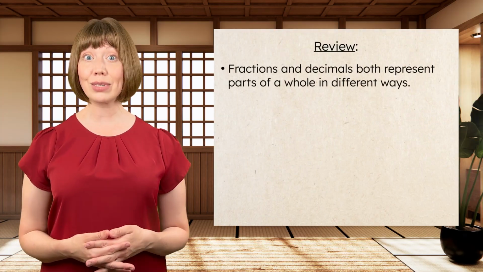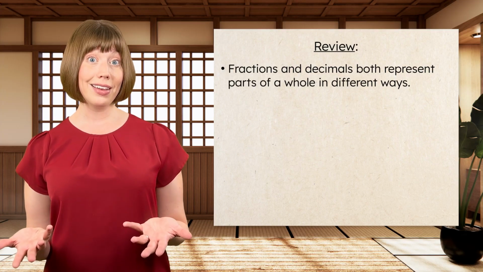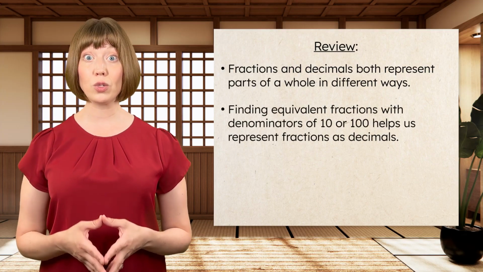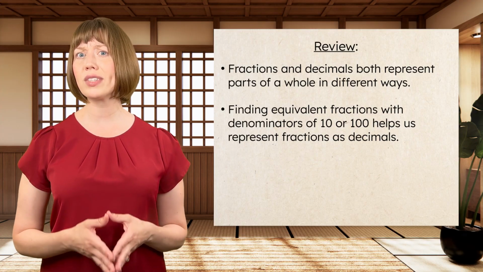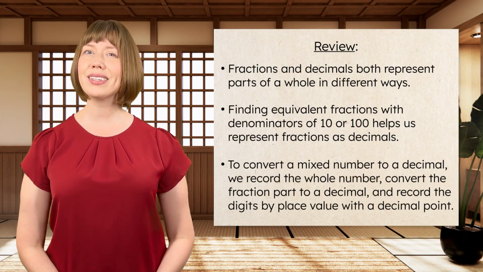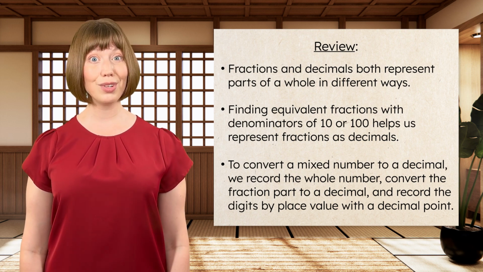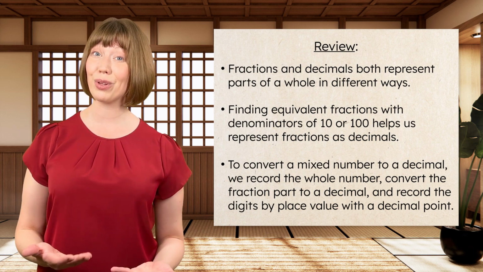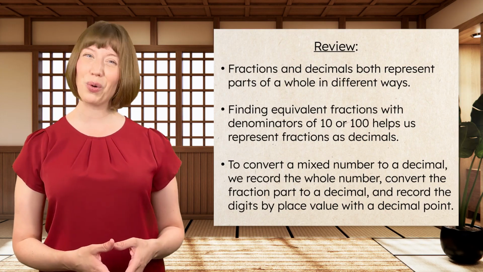So, what have we learned today? We learned that fractions and decimals both represent parts of a whole in different ways. Finding equivalent fractions with denominators of 10 or 100 helps us represent fractions as decimals, and to convert a mixed number to a decimal, we record the whole number first, convert the fraction part to a decimal, and record the digits by place value with a decimal point.